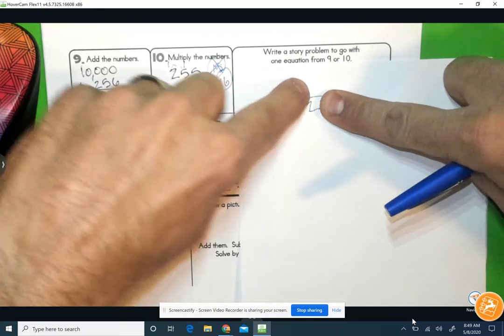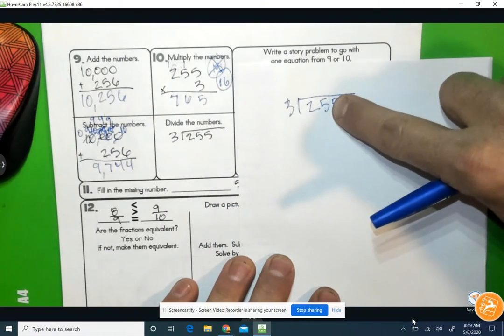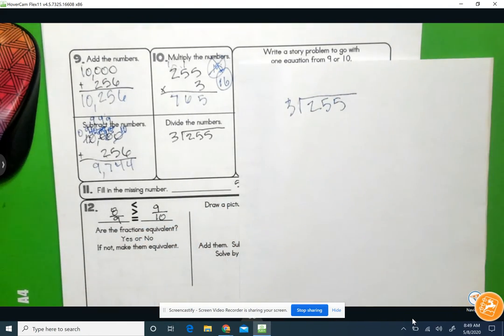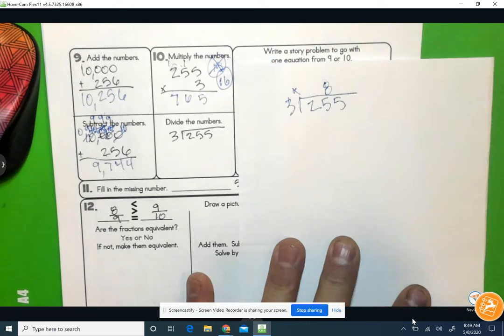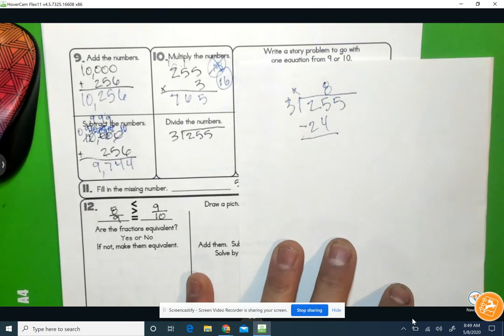It is not mandatory that you put a 0 there. So just scoot on over to 25. That's the first place value position that makes your number large enough so that you can divide. 25 divided by 3, the closest I can get is 8. Then I multiply. 3 times 8, 24. 25 minus 24 is 1.